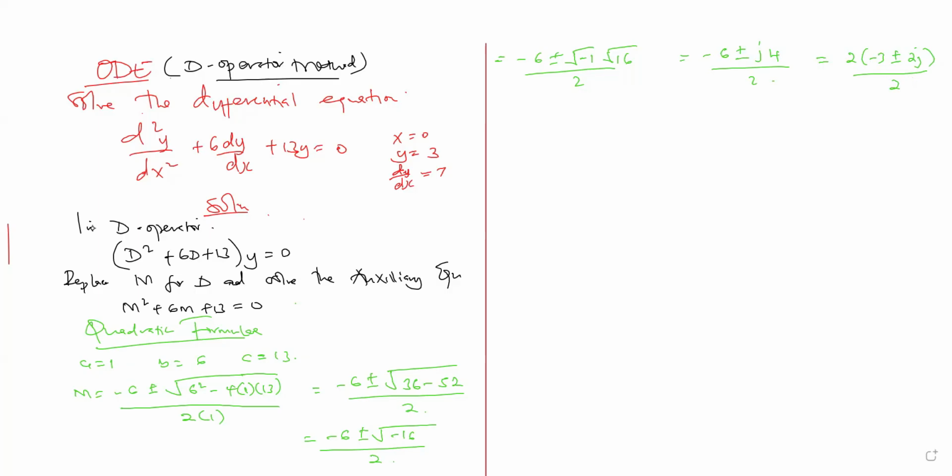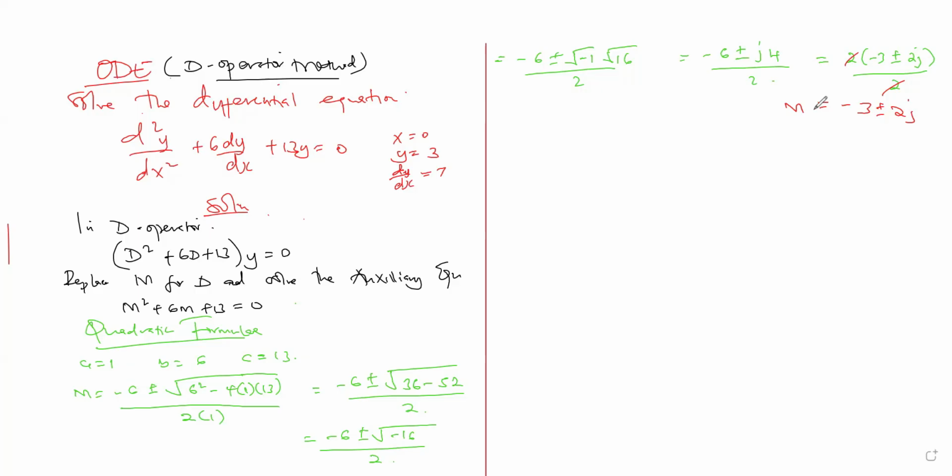So I can now cancel. So I can cancel this and that. All right. So my final answer now becomes negative 3 plus or minus 2 what? 2j. That is the value of m. So m can have 2 values. Remember, it is a quadratic equation. So your value of m should be two values, okay?